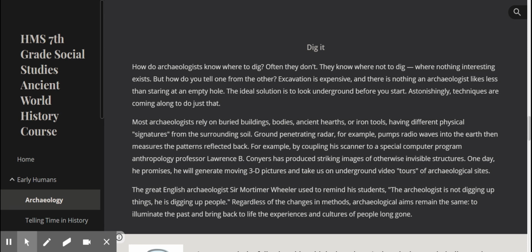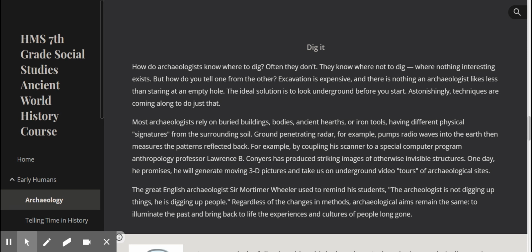Most archaeologists rely on buried buildings, bodies, ancient hearths, or iron tools having different physical signatures from the surrounding soil. Ground-penetrating radar, for example, pumps radio waves into the earth, then measures the patterns reflected back. By coupling his scanner to a special computer program, anthropology professor Lawrence B. Conyers has produced striking images of otherwise invisible structures. One day, he promises, he will generate moving 3D pictures and take us on underground video tours of archaeological sites.